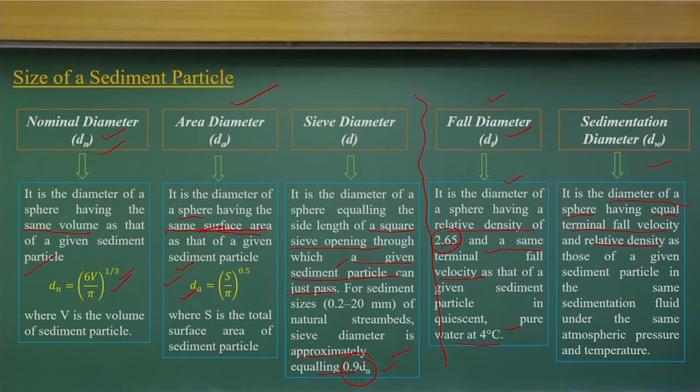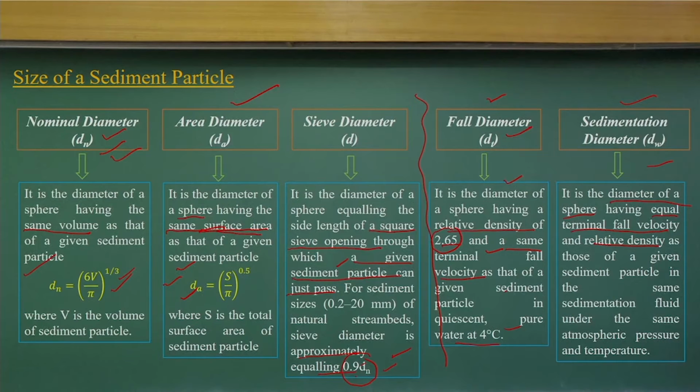So for any size of sediment particle, or a group of sediment particles, we define different diameters, and each has its own utility in the sediment transport process. For the deposition process, we are more concerned with the fall diameter and sedimentation diameter, where we talk about buoyancy forces. With the nominal diameter, we can talk about volumes. With the areal diameter, we talk about processes like nutrient content in sediment fluxes, at the surface area level.